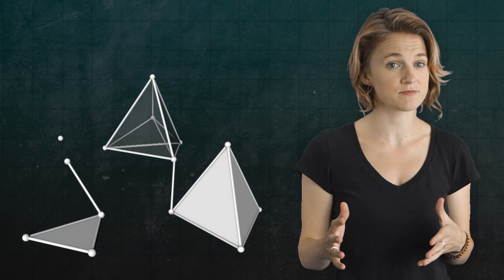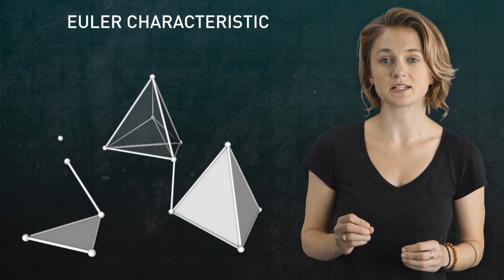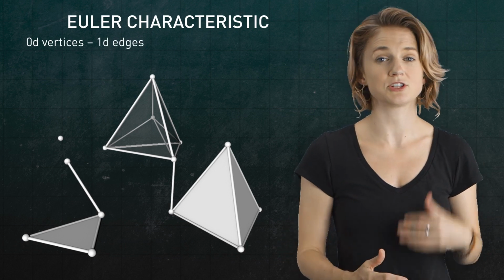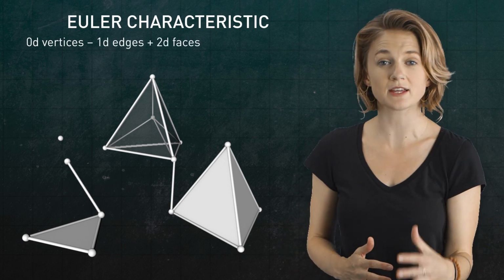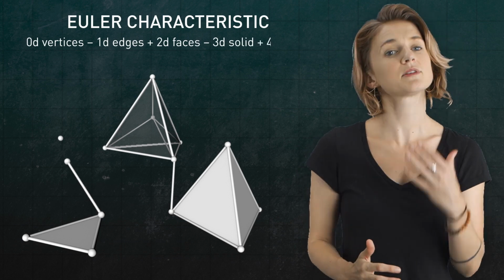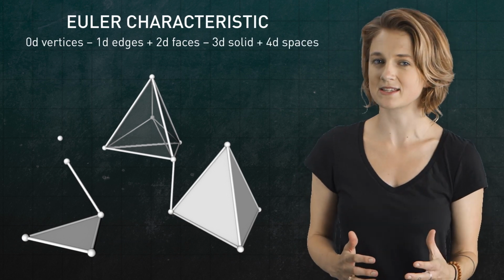We can easily generalize this definition to give the Euler characteristic of a simplicial complex in any dimension. Let's say your simplicial complex is made up of simplices ranging from 0-dimensional to 4-dimensional. Then the Euler characteristic is the number of 0-dimensional vertices minus the number of 1-dimensional edges plus the number of 2-dimensional triangular faces minus the number of 3-dimensional tetrahedral solids plus the number of 4-dimensional spaces.